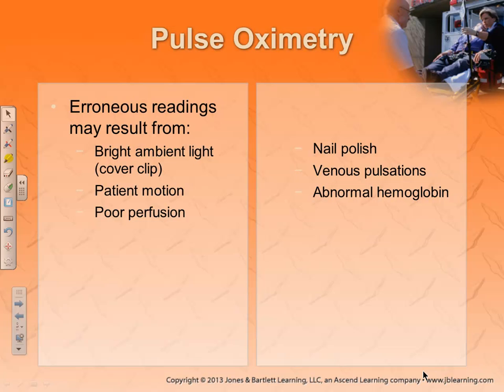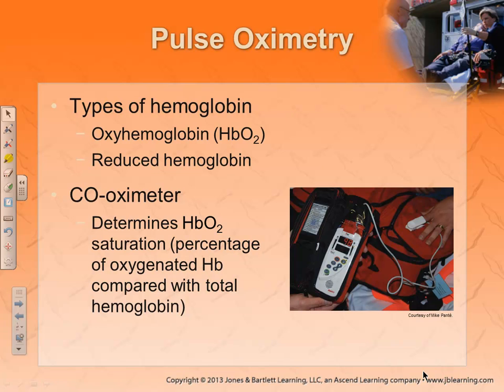I don't think we need to get into all this, do we? I kind of explained the reduced hemoglobin and all that. Oxyhemoglobin. Hemoglobin, when it has oxygen bound to it, becomes the chemical oxyhemoglobin.